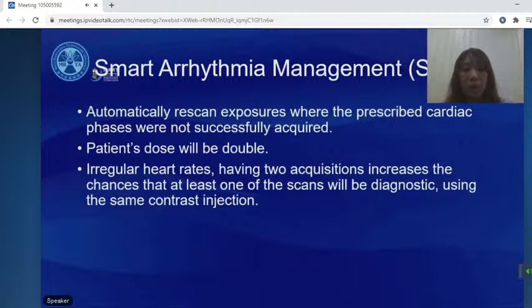And then, if the patient has arrhythmia, there is a smart arrhythmia arrangement function to fix it. Automatically, a second scan exposure will occur where the prescribed cardiac phase was not successfully acquired. Of course, the patient dose will be doubled. But on the other hand, if the patient has irregular heartbeats, having two acquisitions will increase the chance that at least one of the scans will capture the diagnostic need while using just the same contrast injection.